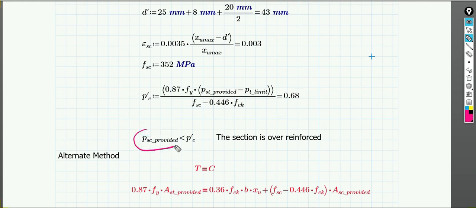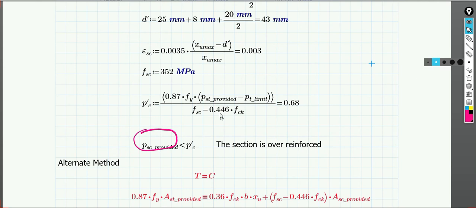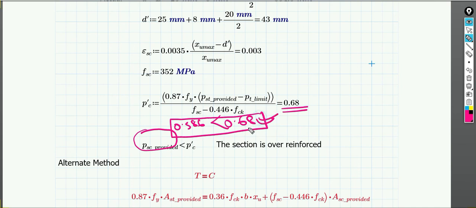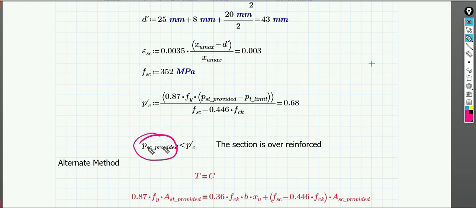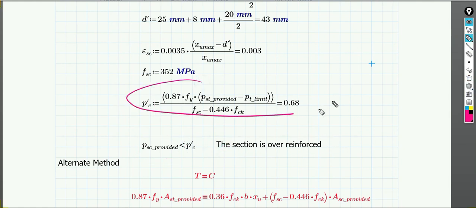So here, the PSC provided, how much have we provided here? 0.586, right? 0.586 we have provided here, which is less than basically 0.68. So if this is the case, then the section will be over reinforced. If the PSC provided comes out to be less than the PC dash, then the section will be over reinforced.